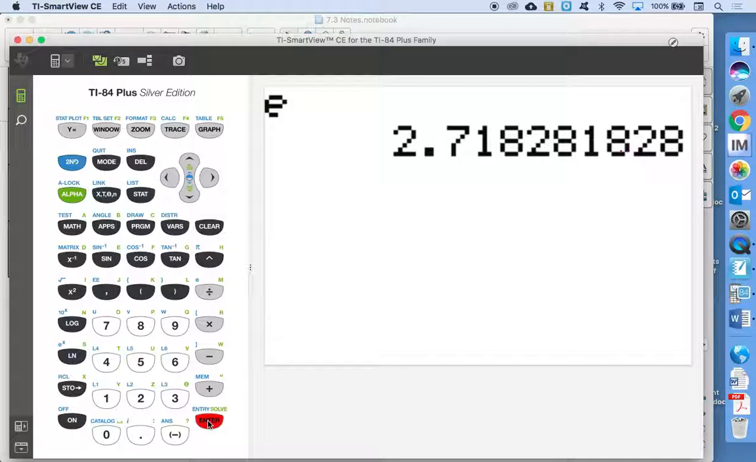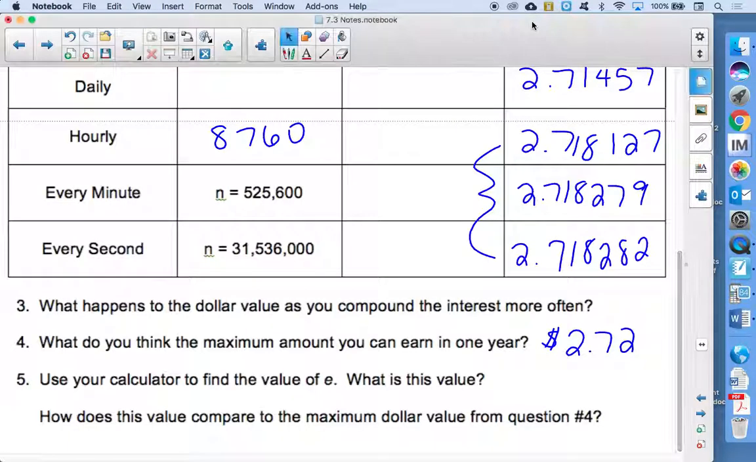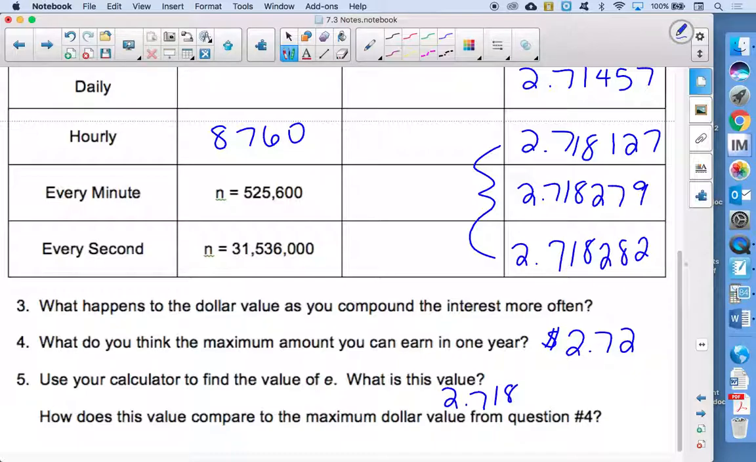That's crazy. What do you notice about this E? It's the same as the number. Yeah, it's the same. So the value of E is 2.7182828.